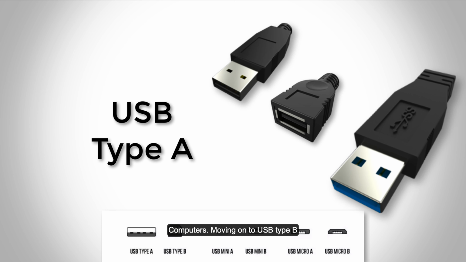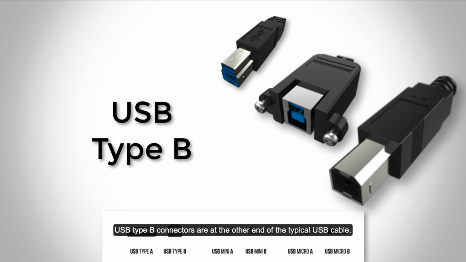Moving on to Type B. Type B connectors are at the other end of the typical USB cable that plugs into the peripheral device, for example your smartphone. USB Type B connectors are usually shorter as compared to USB Type A and are usually used in smaller devices like smartphones and tablets, and they are usually used to transfer data as well as to charge the device.